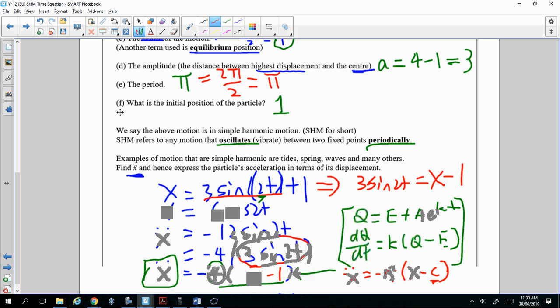C is the center of motion. Center. N is, see that 4 here, that is 2 squared. N is 2, so n squared is 4.